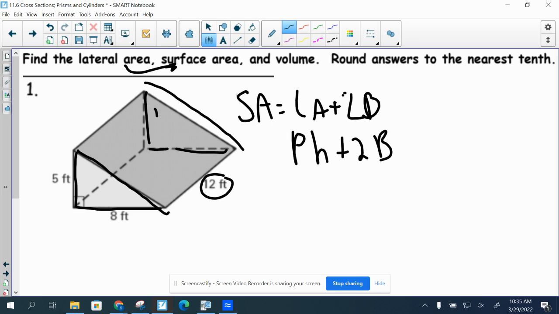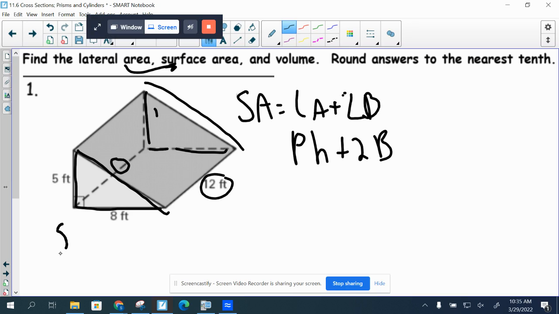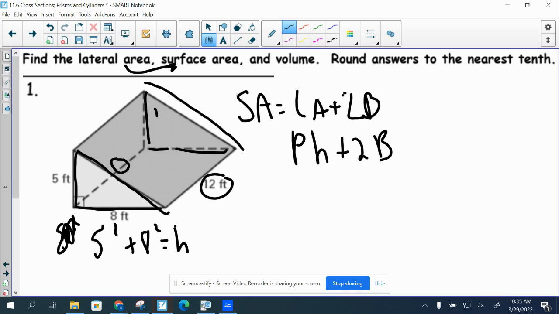If I wanted to know the perimeter, I would have to do 5 plus 8 plus whatever this side length is, because there's 3 sides, so I don't know that. But since this is a right triangle, I can use the Pythagorean Theorem to get it. So 5 squared, oops, that is a 5, it looks like an 8. 5 squared plus 8 squared equals h squared, or yeah, h is fine, you can use x.